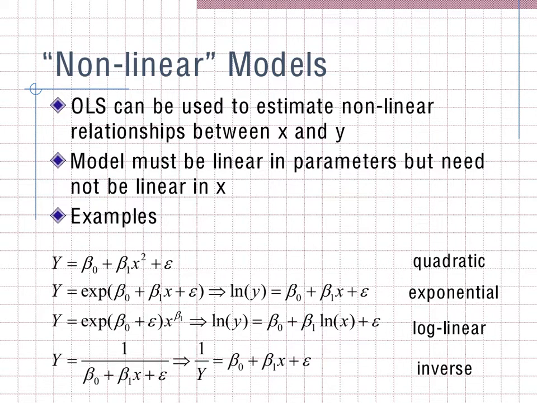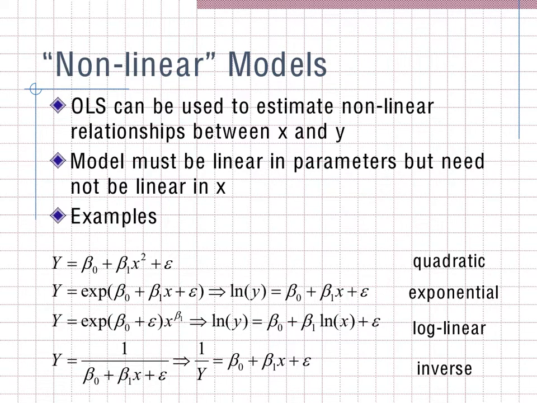Now, although this kind of model is referred to as a linear regression model, it can actually be used to estimate nonlinear relationships between x and y. What we mean by linear in the context of linear regression is that the model is linear in the parameters, beta 0 and beta 1. That does not mean that the model has to be linear in x. So here are some examples where the model is not linear in x, but through various tricks, we can make it linear in the parameters.